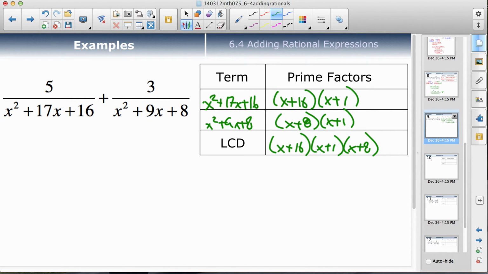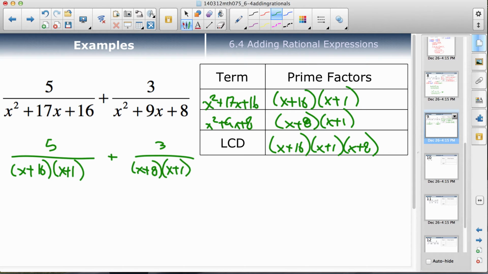Okay, let's rewrite these. 5 over x plus 16, x plus 1. Okay, plus 3 over, this was x plus 8, x plus 1. Okay, so how is this different than the lowest one? This one doesn't have an x plus 8, so I need to have an x plus 8 there. If I do it on the bottom, I need to also do it up top. Okay, how's this one different than this? There's no x plus 16, so I need to put an x plus 16 there. If I do it on the bottom, I need to do it on top as well.